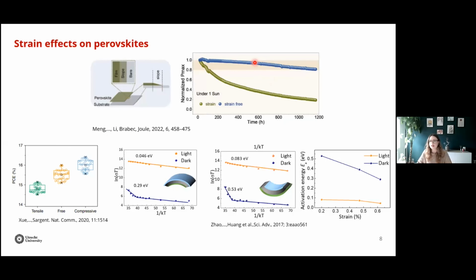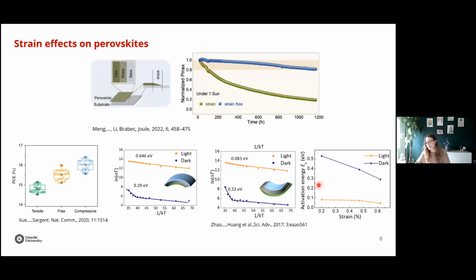And this affects the stability of solar cells. So for instance, you see here that strain-free perovskite has a much longer lifetime than a strained one, but you also have an effect on the efficiency itself, and also on ion migration, which is something that you are probably a bit more familiar with. So in this perovskite, you have movement of ions, and depending on the type of deformation that you apply, so concave or convex, then you have lower or higher activation energy.